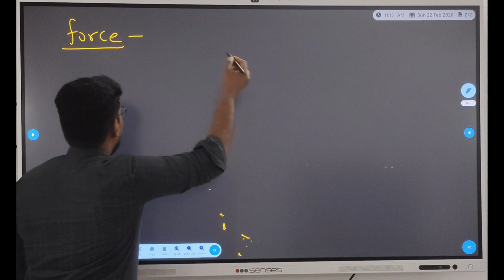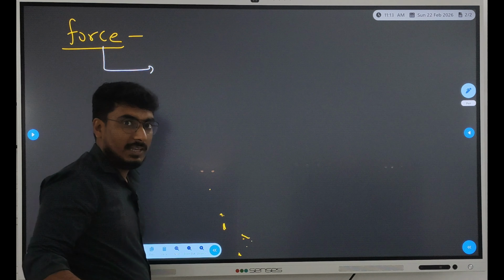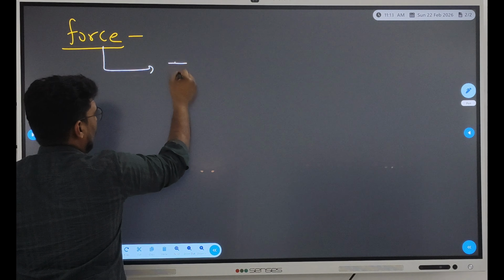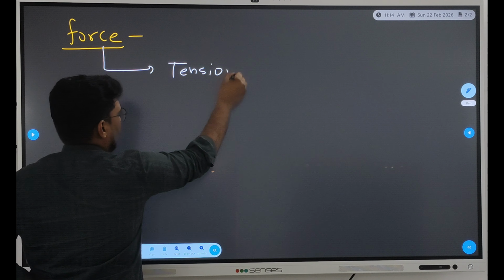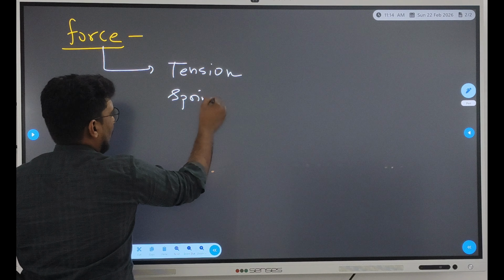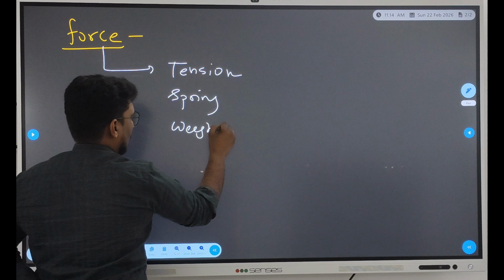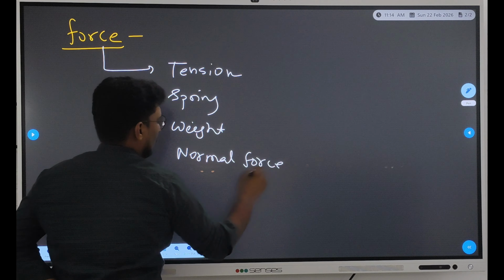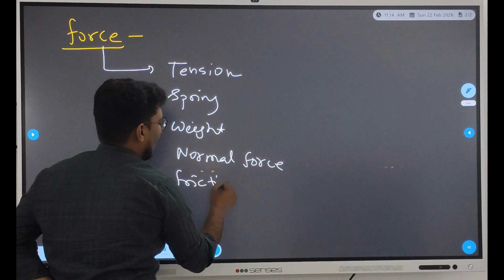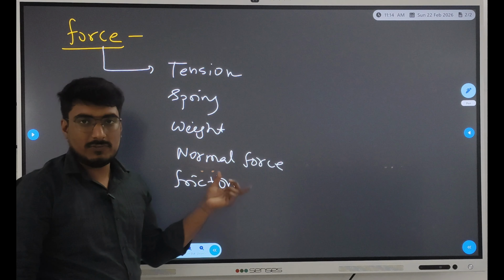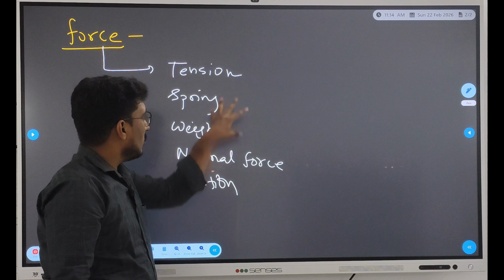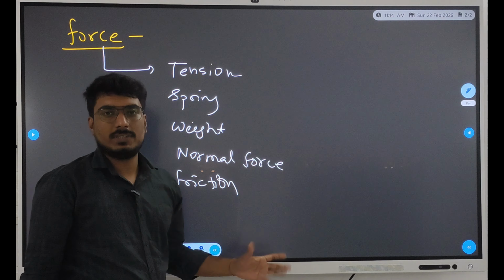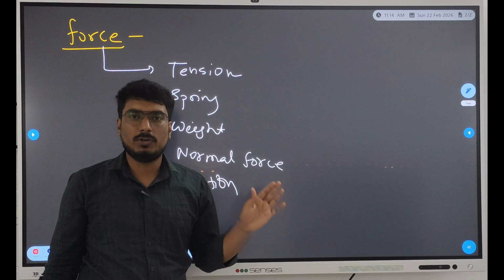So these two types of forces we are having. In general, we'll use some forces. I'll write the names. Tension, spring force, weight force, normal force, friction force. So these are some basic forces which we are going to use in this chapter. Most probably our focus will be on spring, tension, weight, normal and friction force only. And whole kinematics will be over, you will see.